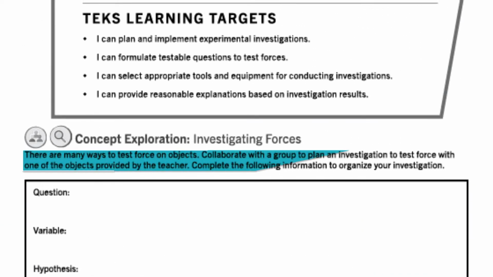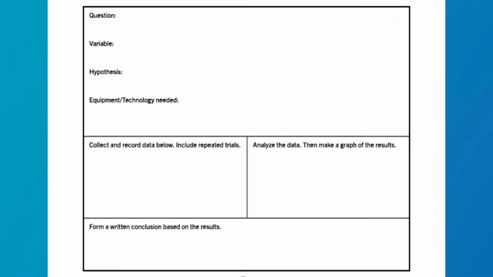In Level 5, Unit 8, students work with a group to complete the concept exploration page in their student editions. In this activity, students are told that there are many ways to test force on objects. Using this information, they will collaborate with their group to plan an investigation to test force on one object from a group of objects provided by the teacher. Students generate the plan by walking through the tasks that are laid out on the page. At the end of this concept exploration, students are asked to examine results from the investigation and to formulate a written conclusion based on results.